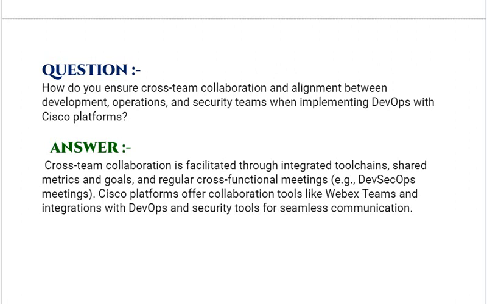Our next interview question is, how do you ensure cross-team collaboration and alignment between development, operations, and security teams when implementing DevOps with Cisco platforms? Your answer should be: cross-team collaboration is facilitated through integrated tool chains, shared metrics and goals, and regular cross-functional meetings, for example, DevSecOps meetings. Cisco platforms offer collaboration tools like WebEx Teams and integrations with DevOps and security tools for seamless communication.